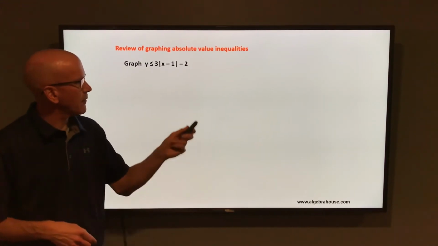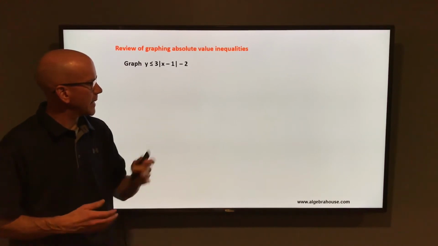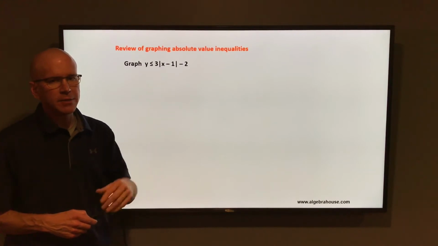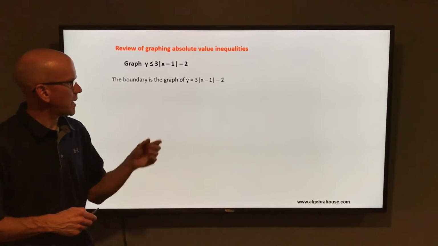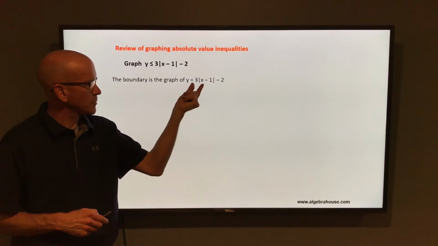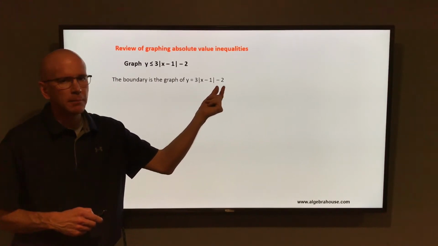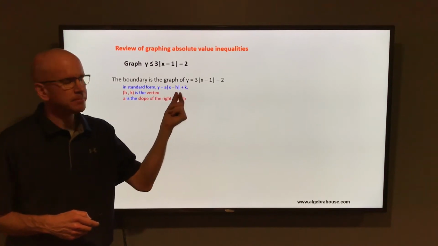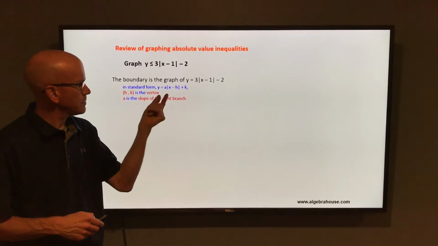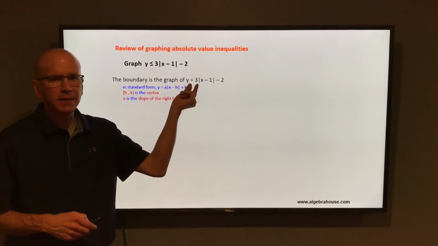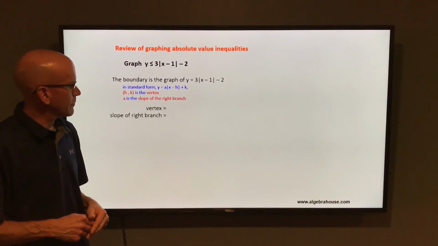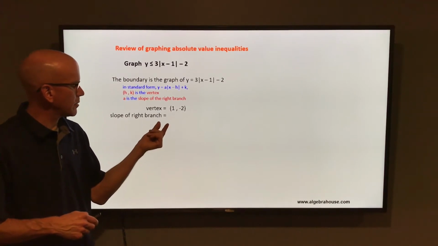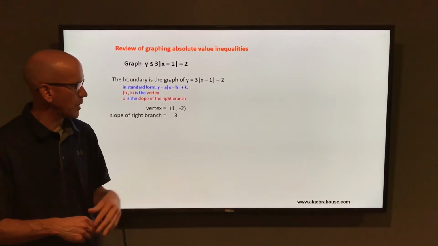It's a V-shaped graph with a vertex of 1, negative 2. And the slope of the right branch, that number in front of the absolute value sign, is 3. So the boundary line that we're graphing is y equals 3 times the absolute value of x minus 1 minus 2. Again, the vertex is located at h, k, and the slope of the right branch is the number in front of the absolute value sign, that's 3. So you put a point at 1, negative 2, that is the vertex, and then from there to get another point on the right side, the slope of the right branch is 3.